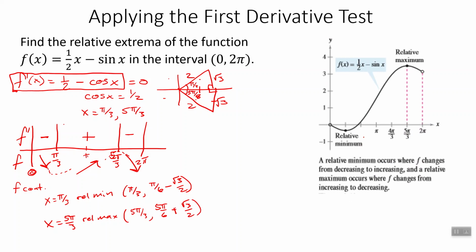And yep, there they are. So here's pi over 3 right here, and here's our relative minimum, and here's 5 pi over 3, and there's the relative maximum. Again, we're not looking at the endpoints here, but that would also be the absolute min and the absolute max here. So it's the absolute min and the relative min, and the absolute max and the relative max. So they can both be the same thing, and it happens quite often.